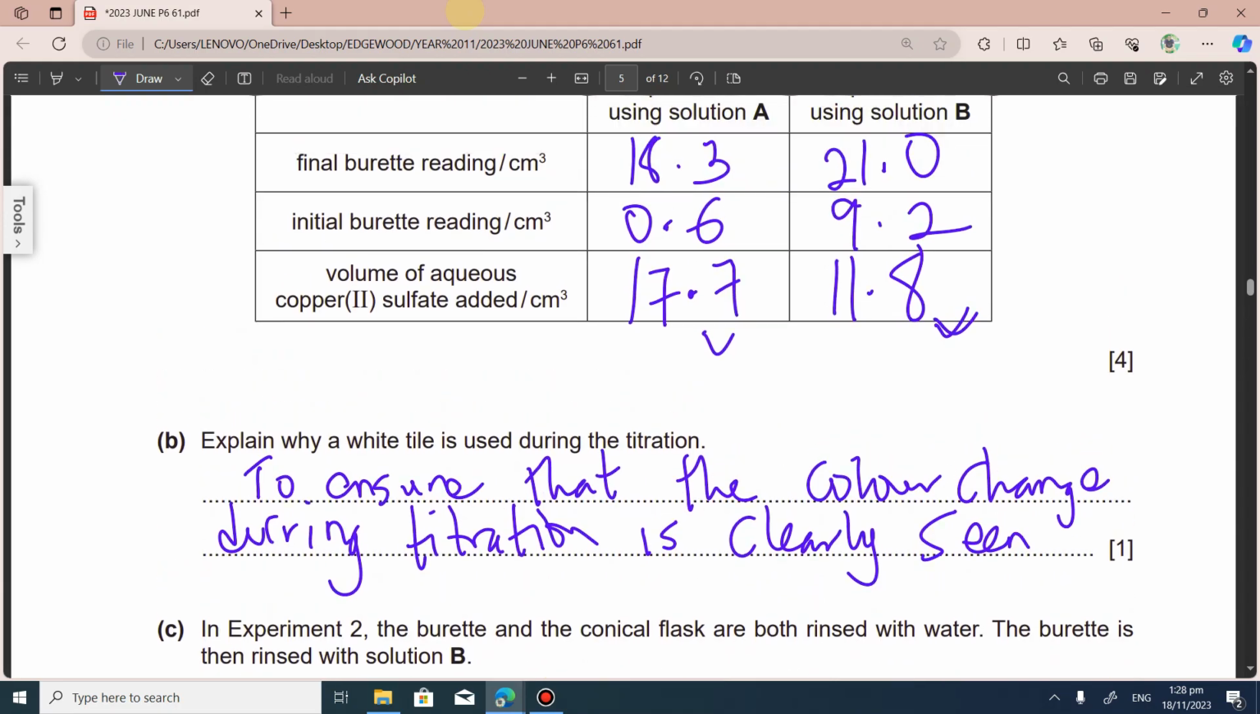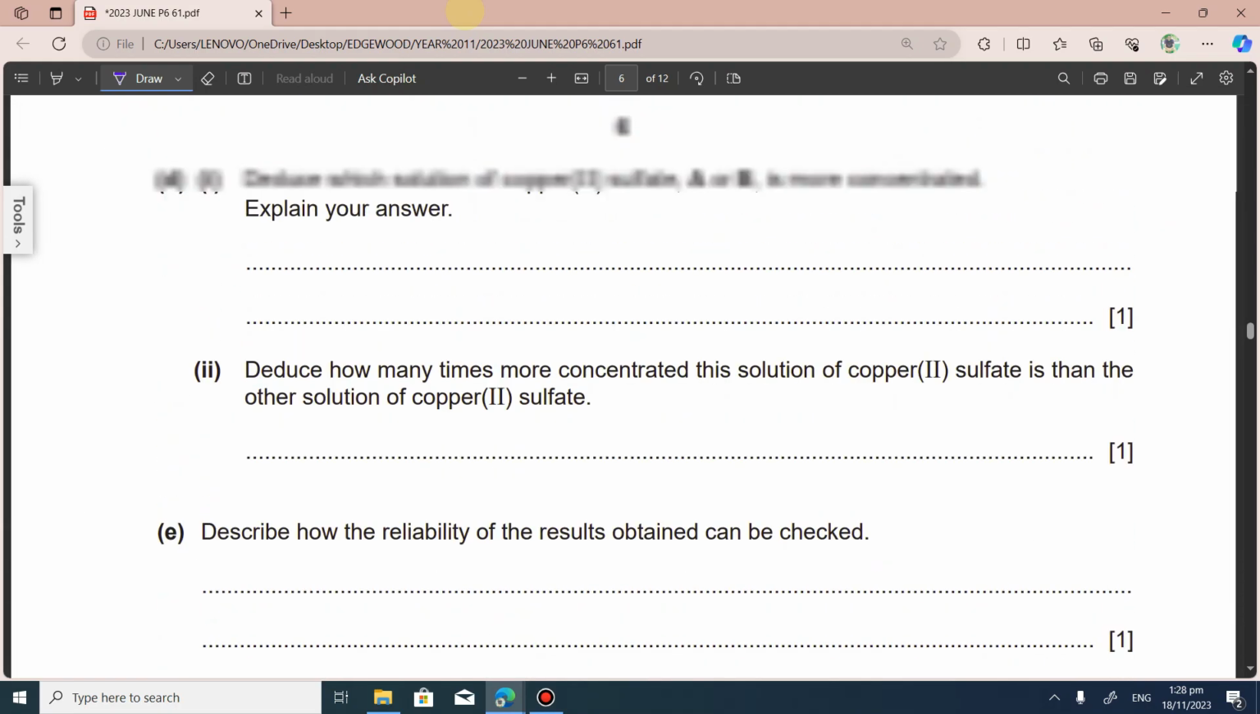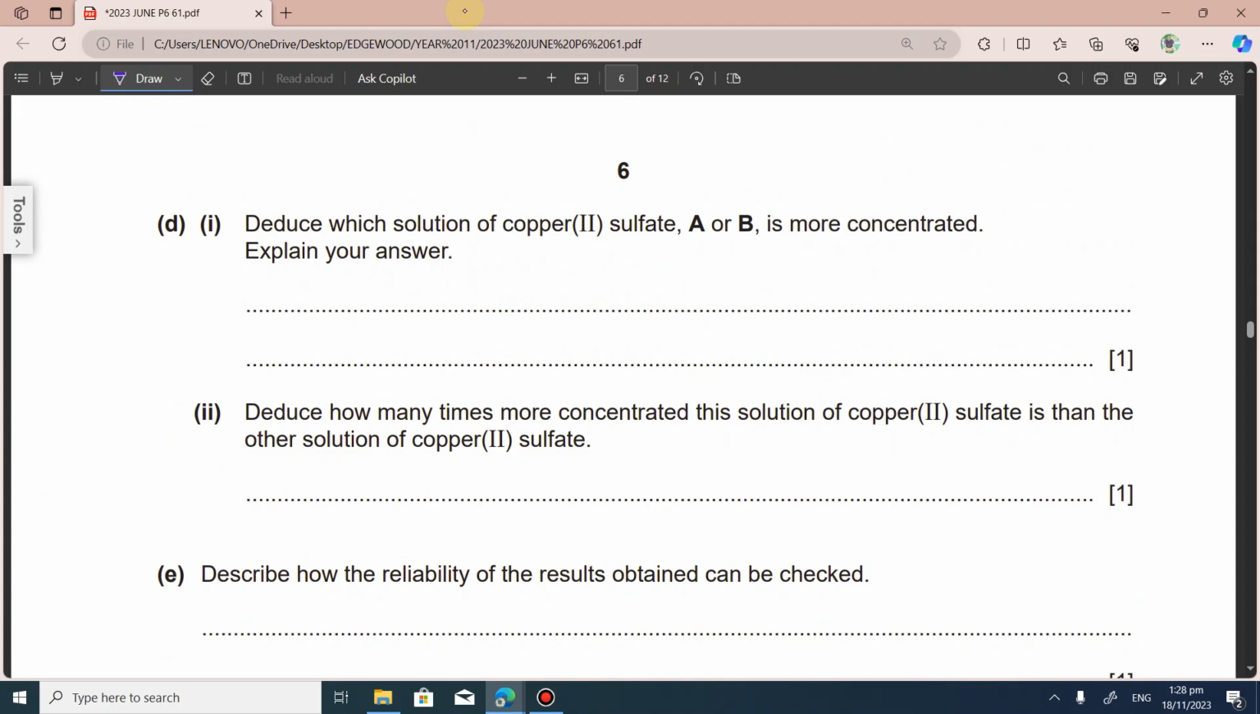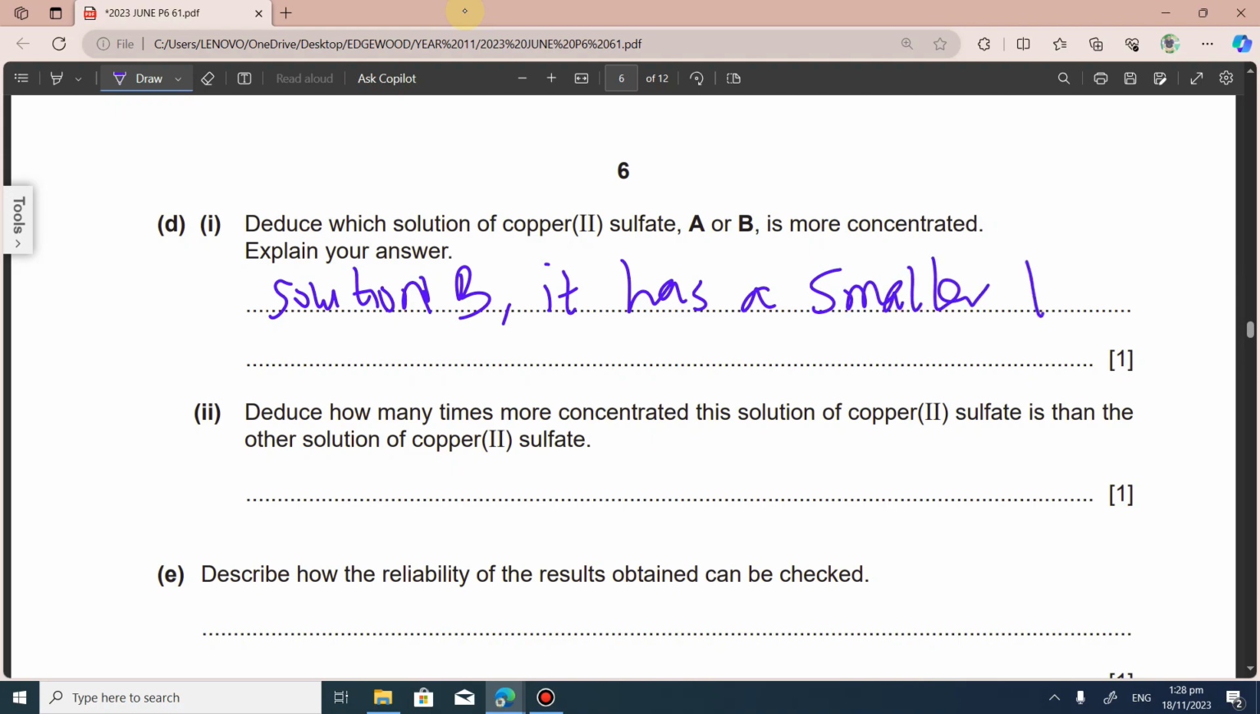So in this case, we'll go and put the answer as solution B. The one that is more concentrated is solution B. And the reason is because it has a smaller titer value. A smaller titer value means it gets to the color change faster because it is more concentrated.